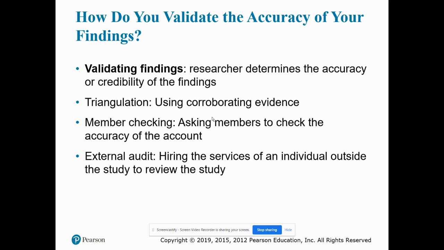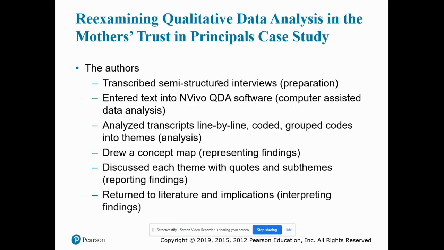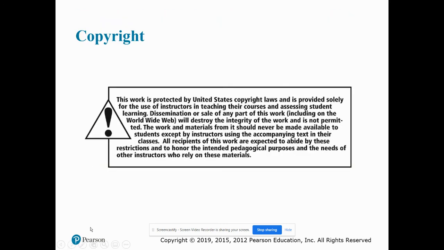So, how do you validate the accuracy of your findings? So, you have to have validity with your findings. So, you have to determine the accuracy of your findings. There's something called triangulation. It's also member checking, and then there's also external audit. So just know that that is out there. And that's pretty much Chapter 8, analyzing your data. So it's real important that you know the coding process and how to code, and then how to analyze it, and then how to represent your data.